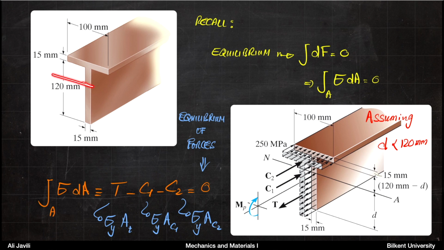So for instance, if the neutral axis is here, we assume that you have the forces like this. So T stands for basically the integral of all the tensile forces below the neutral axis. C1 is the integral of all the compressive forces, but only in the portion between the neutral axis and the larger part on top. And C2 is the integral of all compressive forces on the upper part of the T cross section.